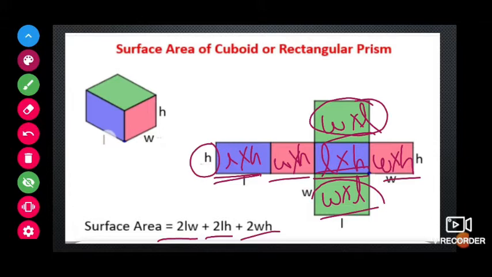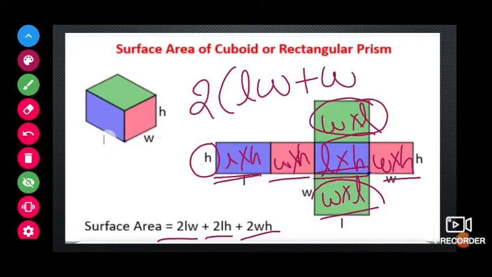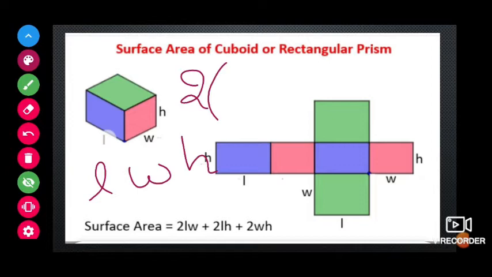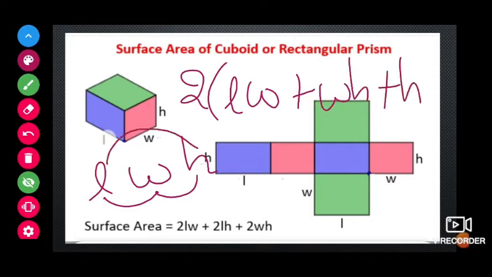So overall we can write this formula as 2 into (LW plus WH plus HL), meaning 2 into the sum of all these products. For remembrance: length, width, height. Start from L: 2 into LW plus WH plus HL. In a distributed way also, 2LW, 2WH, 2HL. Anyway, you have to remember the formula.